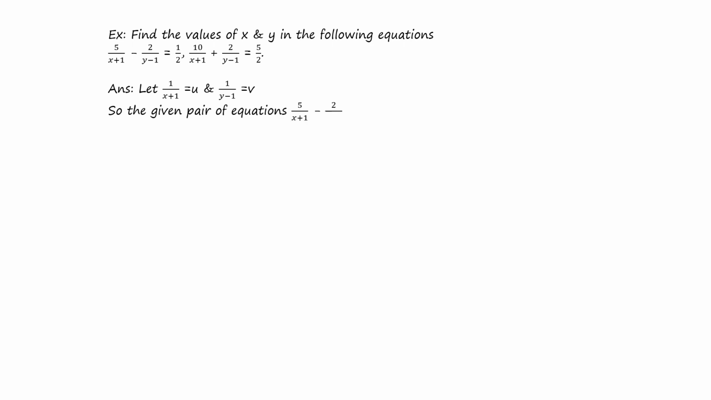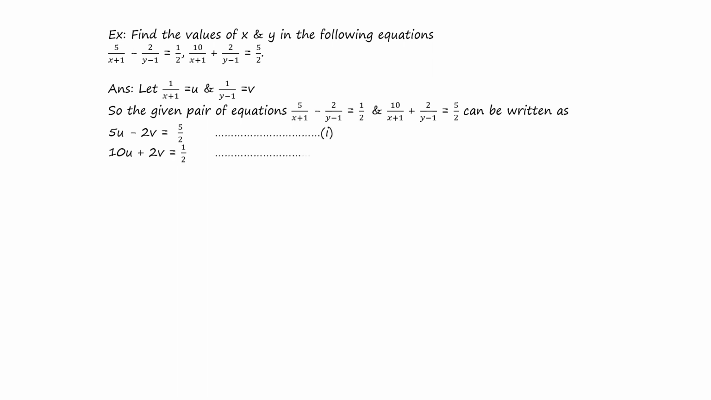So the given pair of linear equations, 5 by x plus 1 minus 2 by y minus 1 equals 1 by 2 and 10 by x plus 1 plus 2 by y minus 1 equals 5 by 2, can be written as 5u minus 2v equals 1 by 2. Let this be the first equation, and 10u plus 2v equals 5 by 2. Let this be the second equation.